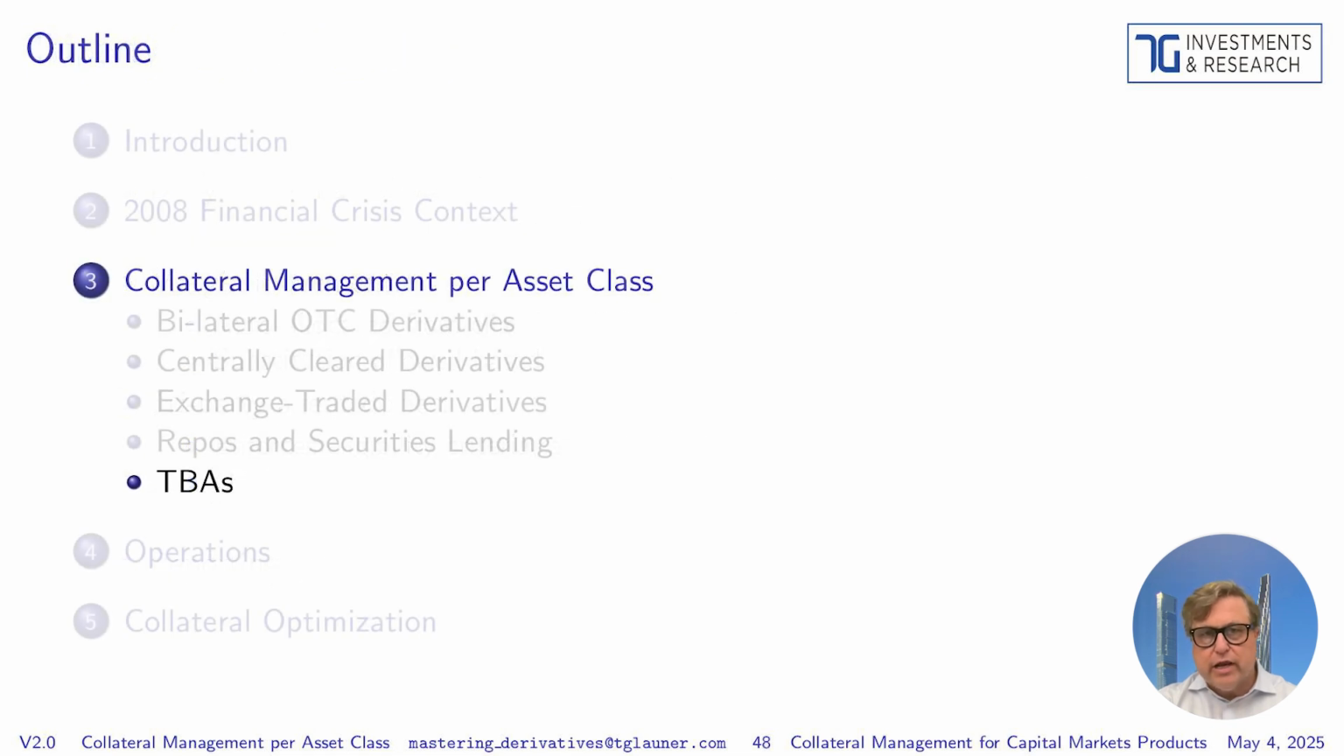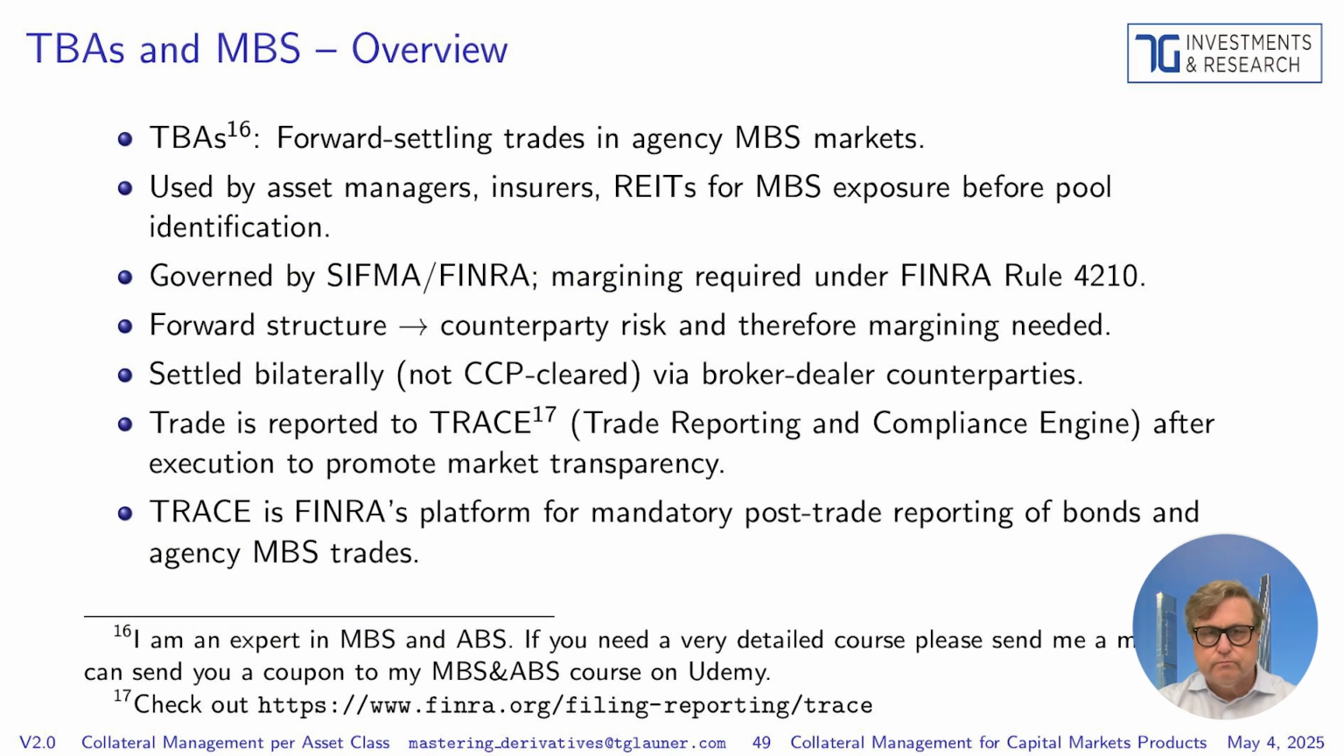Lastly, let's look at collateral for TBAs, which are forwards on mortgage-backed securities. TBAs, or to be announced securities, are forward settling trades commonly used in agency mortgage-backed security markets. These trades allow banks, asset managers, insurers, or real estate investment trusts to gain exposure to mortgage-backed securities before the specific pools are identified. The operations of TBAs are governed by SIFMA and FINRA regulations. Under FINRA Rule 4210, margining is required due to the inherent counterparty risks associated with their forward structure.